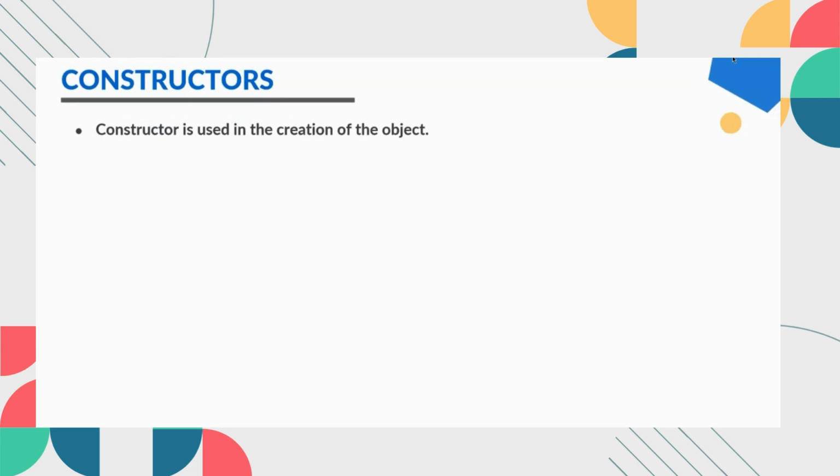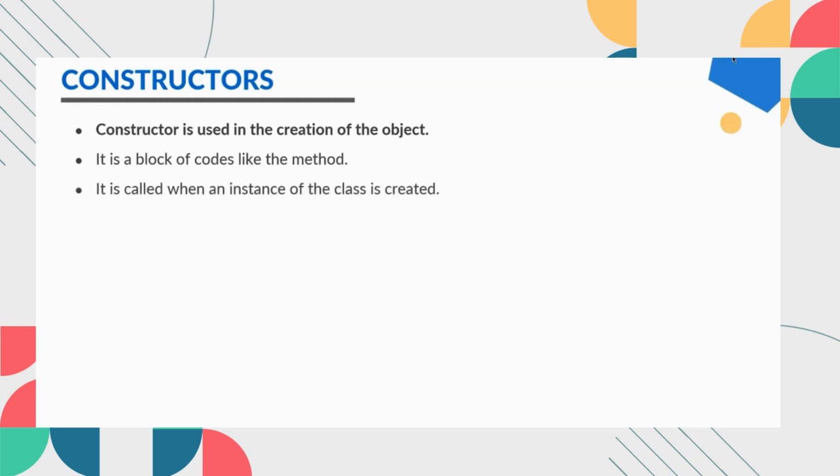Basically, when we talk about a constructor, it is a special method used in the creation of an object, and it helps in initializing the data members of a class. It is a block of code like a method. It looks like a method, but as I said, it is a special method that initializes the state of an object during the time of object creation.